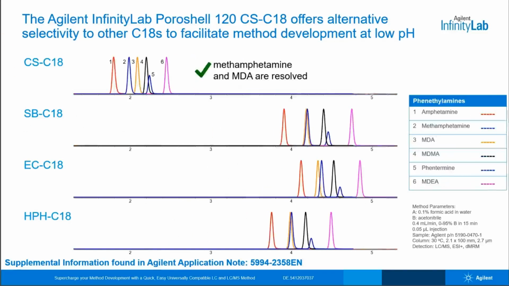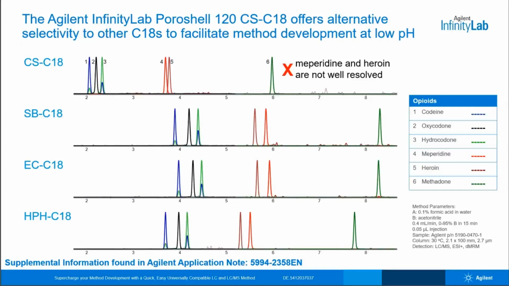What if we look at a set of phenylethylamines in that same sample? Once again, 4 different C18s produce 4 different results. This time the biggest differences can be seen in peaks 2 and 3, methamphetamine and MDA. These 2 compounds co-elute on 3 of the 4 phases, while CS-C18 is the only one capable of chromatographically resolving them.